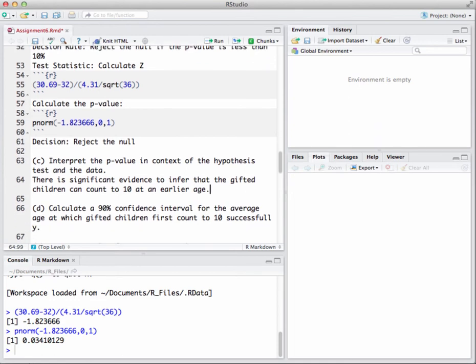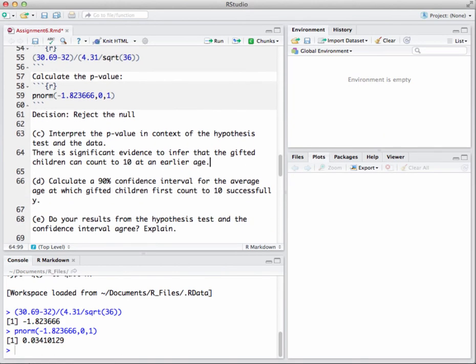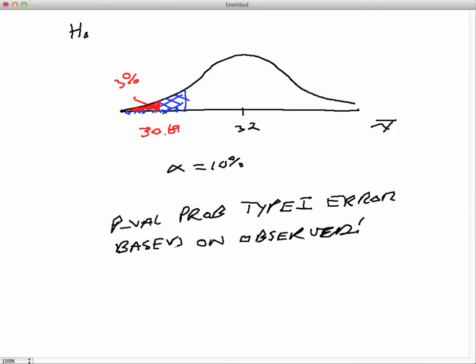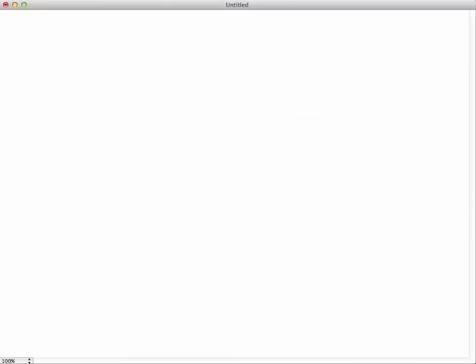All right, cool. Calculate a 90% confidence interval for the average age of the first count to 10 successfully. You guys remember how to calculate a confidence interval? This is kind of a review problem, so let's go back to the whiteboard and clear out our drawing. How do we calculate a confidence interval? A confidence interval is our point estimate plus or minus the standard error.